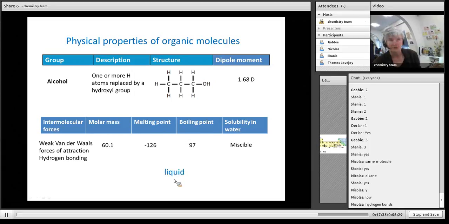So if I gave you butane and 1-propanol, you would be able to differentiate them by just saying butane's a gas and 1-propanol is a liquid.